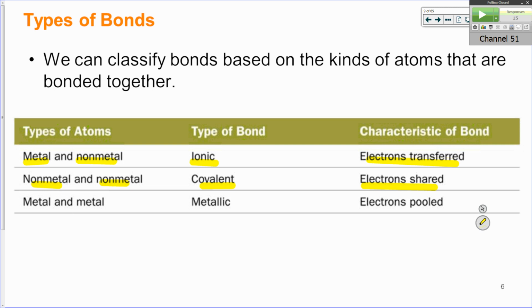And metallic are the bonds that exist between metal atoms. And the term that we use is pooled. The electrons are like a sea. Nobody really owns the electrons. They're just kind of floating around. And that's what gives metals the property of high electrical conductivity, is the electrons are not really attached to any individual atom. They're just everywhere, floating around.